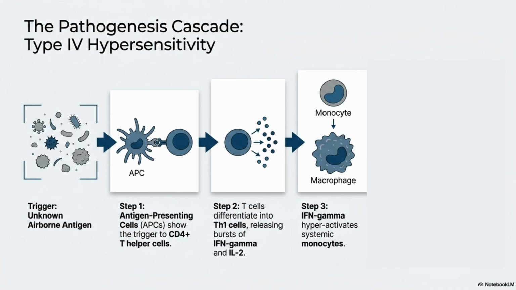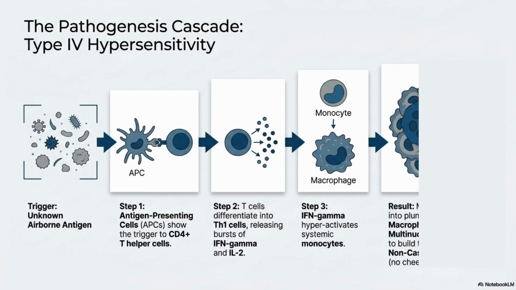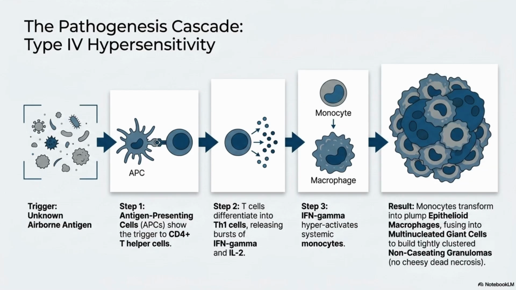In step 3, the interferon gamma hyperactivates systemic monocytes. The ultimate result is that these monocytes transform into plump epithelioid macrophages, fusing into multinucleated giant cells to build tightly clustered non-caseating granulomas, meaning there is absolutely no cheesy dead necrosis.